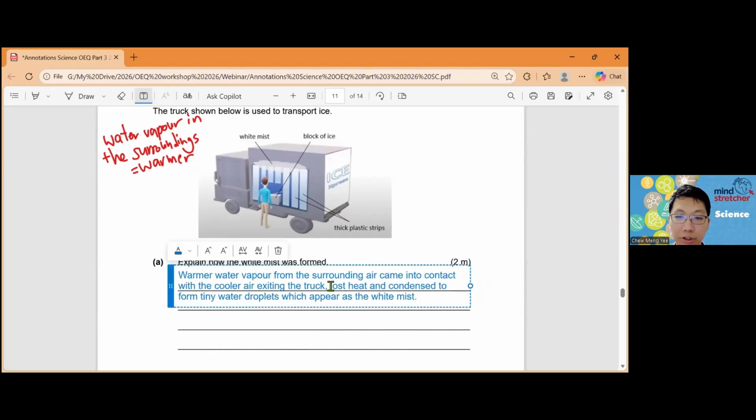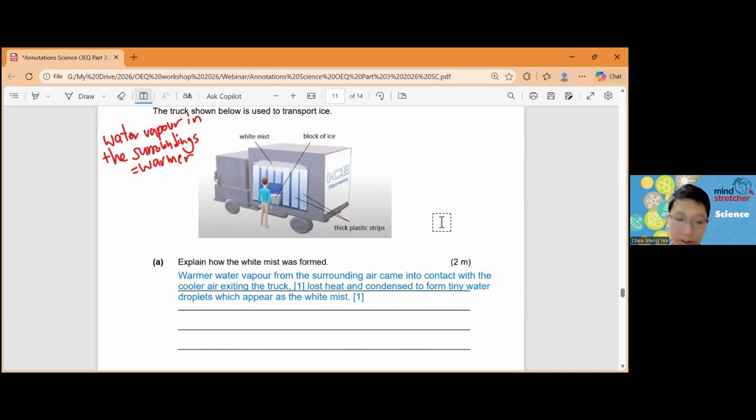So in this case, your first mark could be from telling me the cooler air and the warmer water vapor in the surroundings. You then lost heat and condensed, the second mark. So this is slightly easier to get the mark because we don't have the evaporation to write.